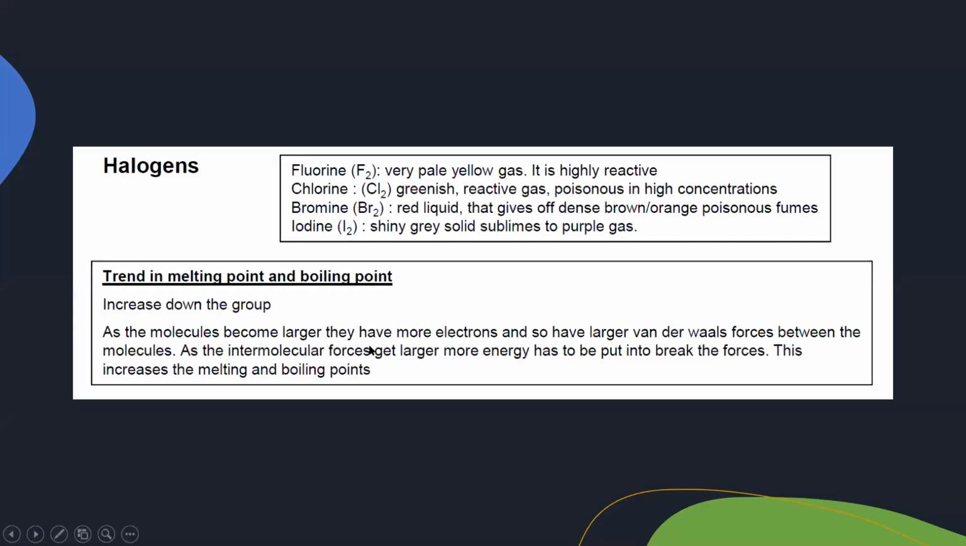As the molecules become larger, they have more electrons, so they have larger van der Waals forces between the molecules. As the intermolecular forces get larger, more energy is needed to separate the molecules from each other. That is why the general trend of the boiling point is that it increases as we go down the group. Is it clear? The reason for the variation in the melting and boiling point for halogens.